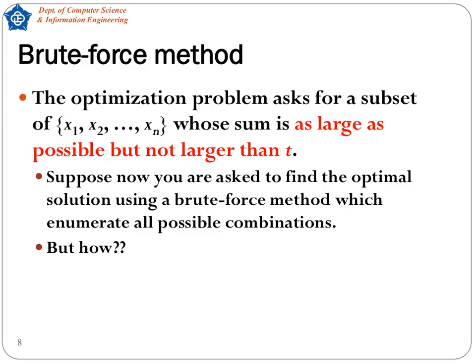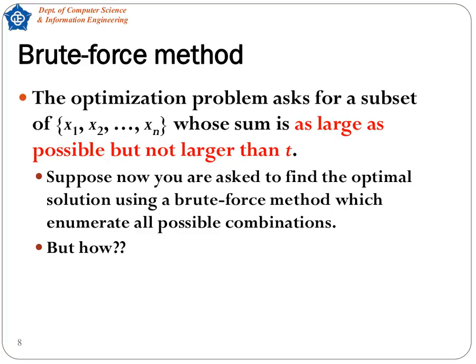Building on our discussion of the subset sum problem, let's dive into the classic brute force approach to the optimization version. We have a set of values x1, x2, ..., xn, and a target t, and our goal is to pick a subset whose sum is as large as possible without exceeding t. The brute force solution is simple in concept.